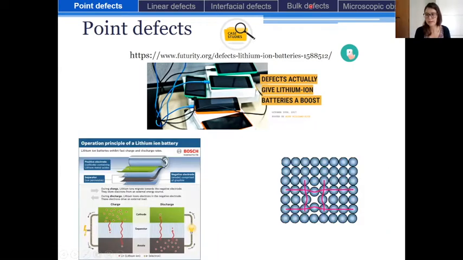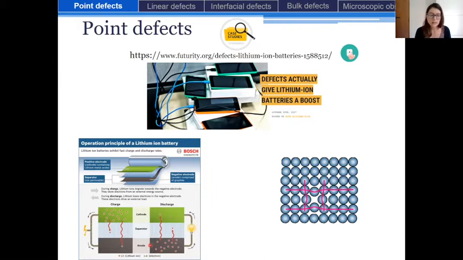So let's have a look at how a lithium-ion battery works. So here is a representative scheme of a lithium-ion battery. So in fact, you have a positive electrode, which is the cathode, that contains lithium metal oxide. You have a separator, which is a permeable membrane to ions. And you have an anode, which is the negative electrode, that is comprised of graphite.